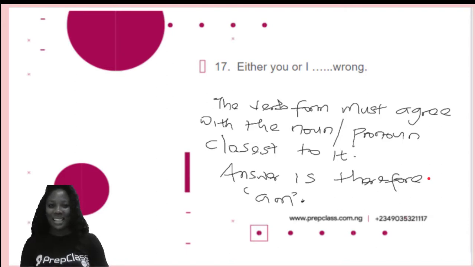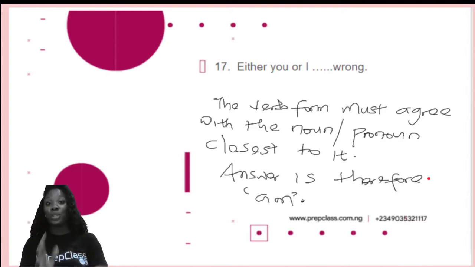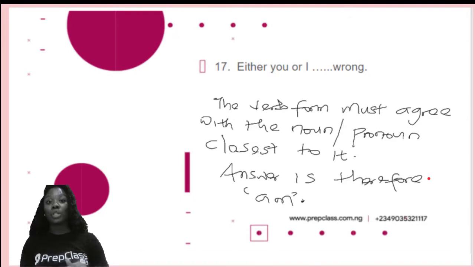So that is to say that you are actually saying I am wrong, okay? Now the "am" is actually agreeing with the pronoun closest to it, which is I. That is, I am wrong. So in other words, we are overlooking the you, the first pronoun of the sentence, and we're going for the second pronoun. So we have to obey the second pronoun. So the correct answer is am.